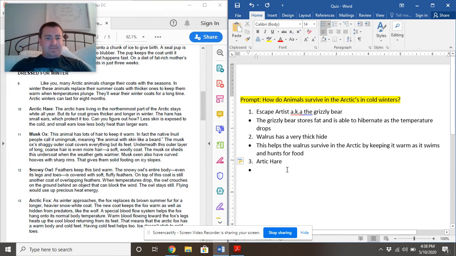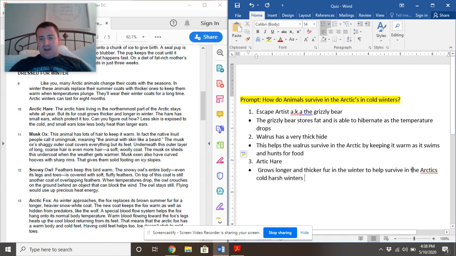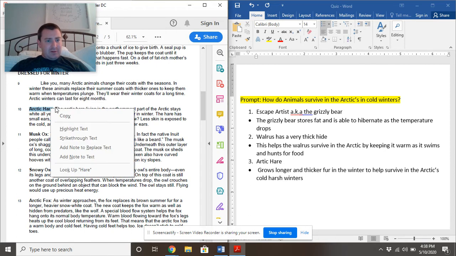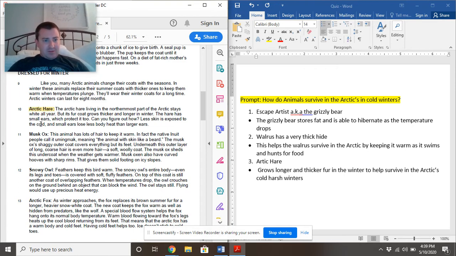I'm going to say that the Arctic hare grows longer and thicker fur in the winter to help survive in the Arctic's cold, harsh winters. Again, I'm just using this to really go back. Let's see if I can highlight that now. It wasn't working when I was playing around with it this evening. So let's see if we can do Arctic hare. Yes, finally. Okay, now we're able to move and click here. So the Arctic hare, its fur grows thicker in the winter, so we can highlight that.